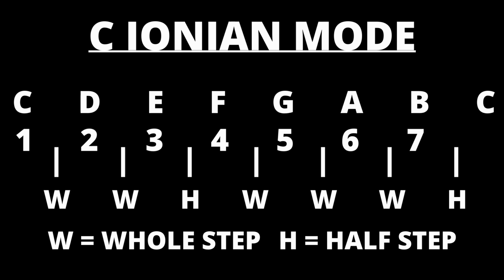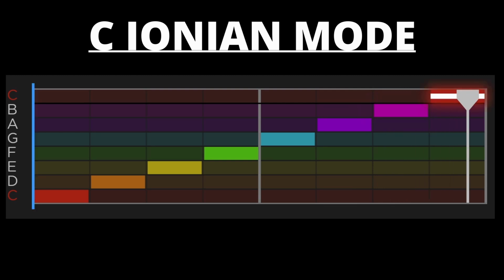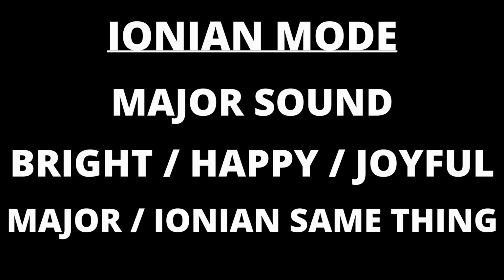It has the interval pattern whole, whole, half, whole, whole, whole, half. C Ionian has the notes C, D, E, F, G, A, and B. The scale degrees are 1, 2, 3, 4, 5, 6, and 7. It has a major sound. It could be described as bright, happy, or joyful. The terms major scale and Ionian mode are used interchangeably, but don't panic as they mean the same thing.